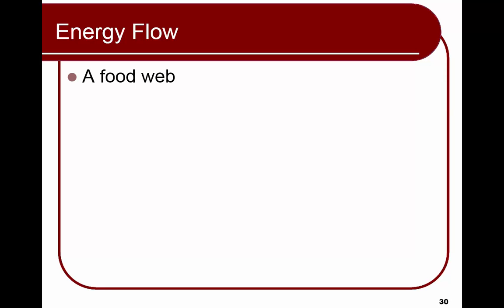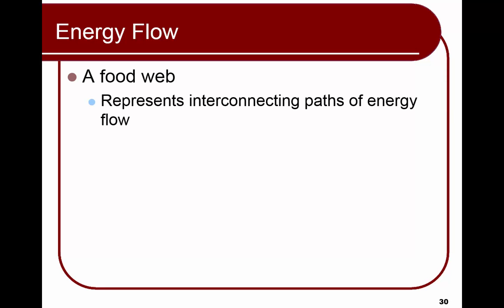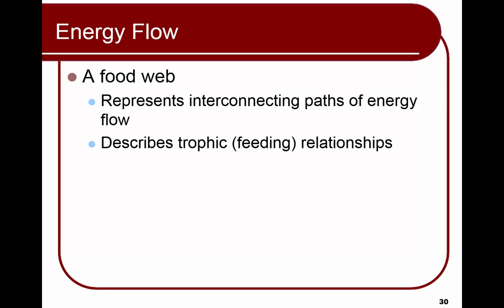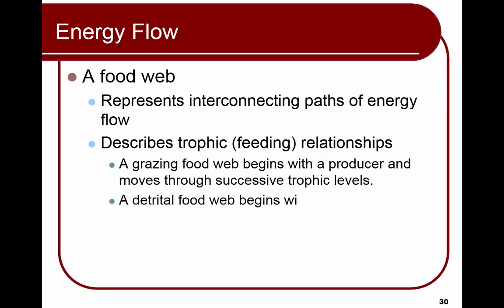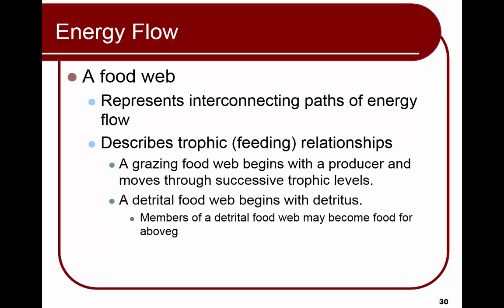So let's talk about a food web. These are the interconnecting paths of energy flow, and it describes trophic or feeding relationships. We've got a grazing food web that's going to begin with a producer, and it moves through successive trophic levels. And then you've got a detrital food web that begins with the detritus. And the members of the detrital food web can become food for the above-ground carnivores. So you see a connection between detrital food webs and grazing food webs.